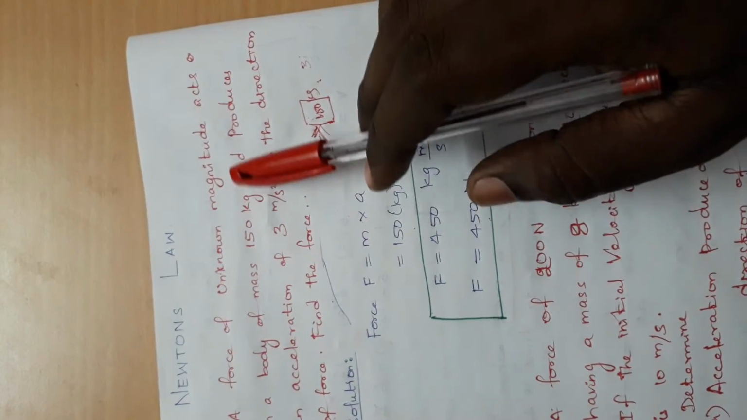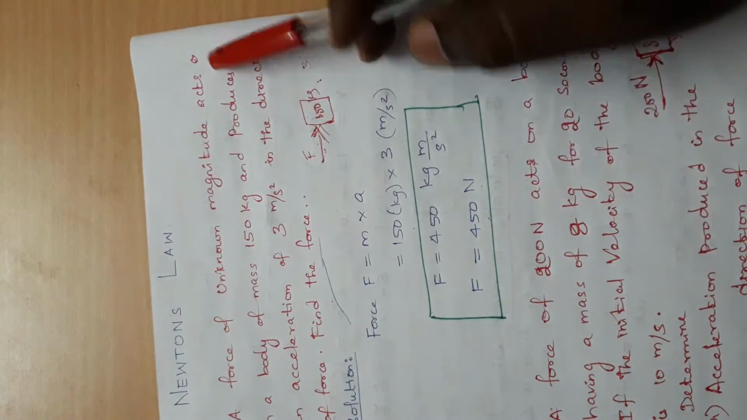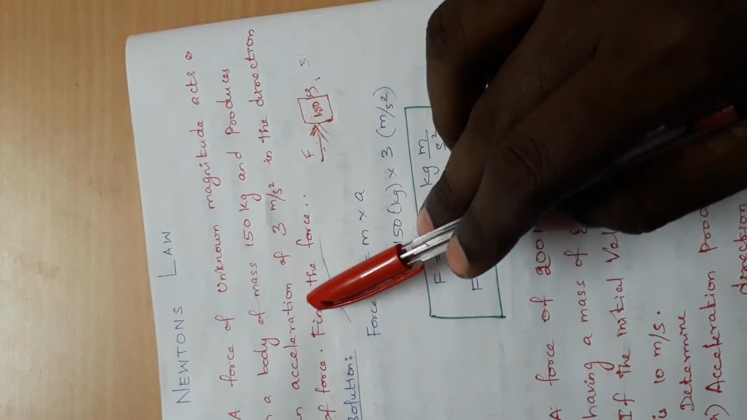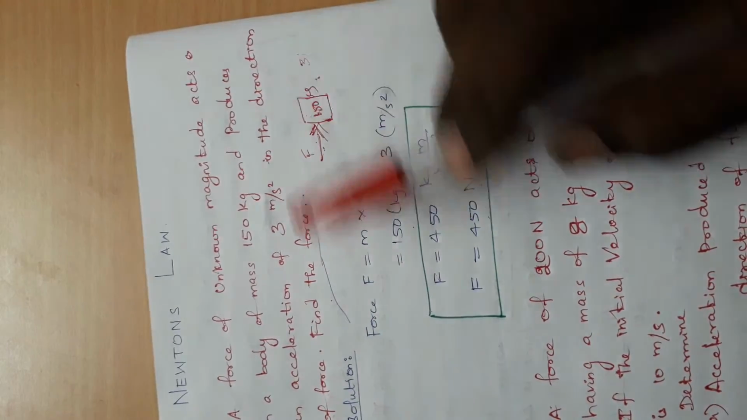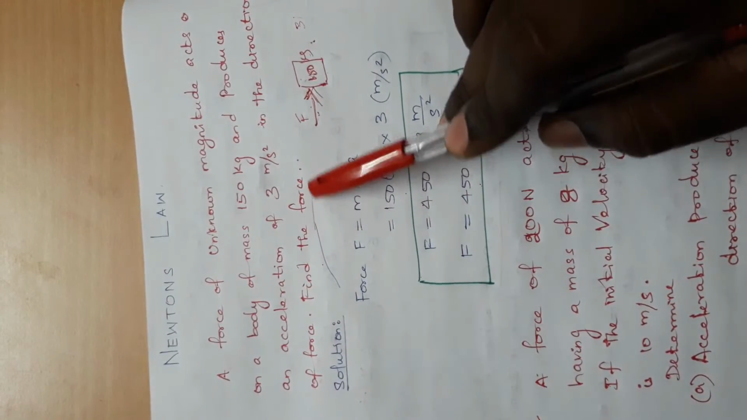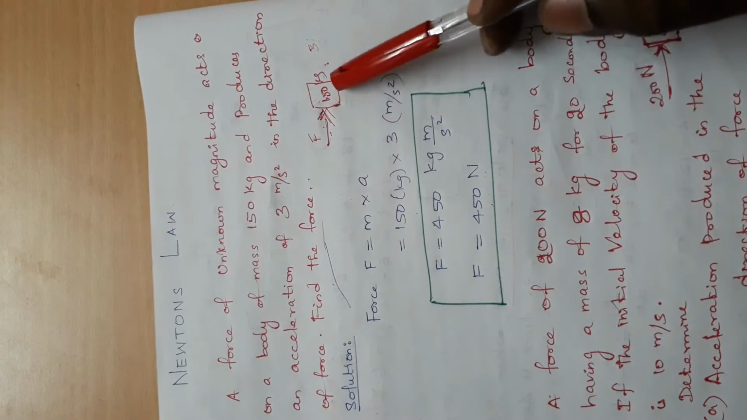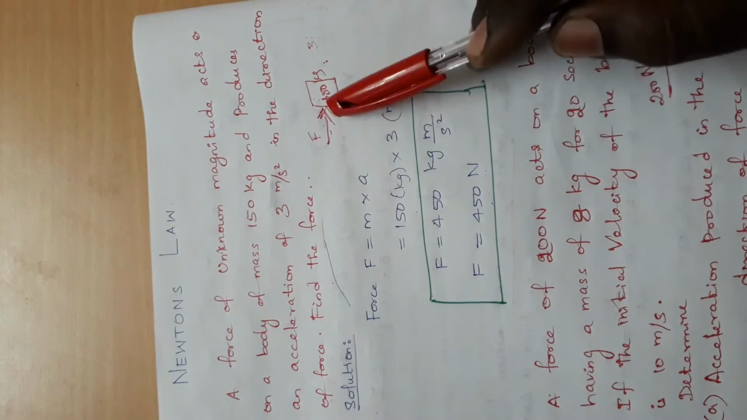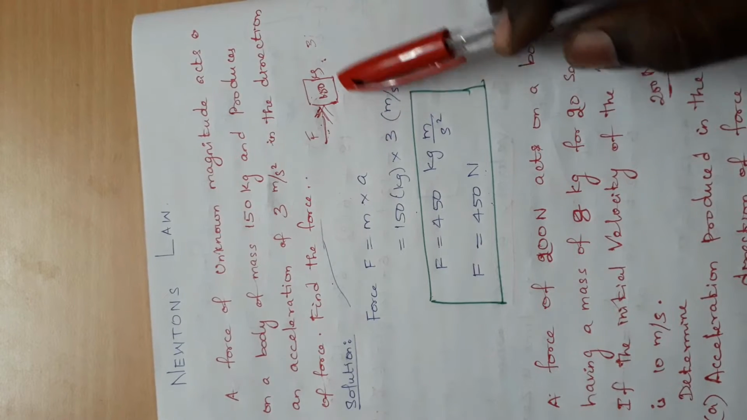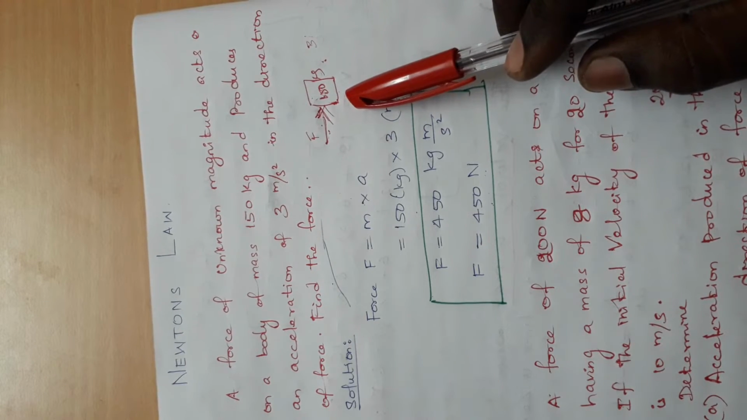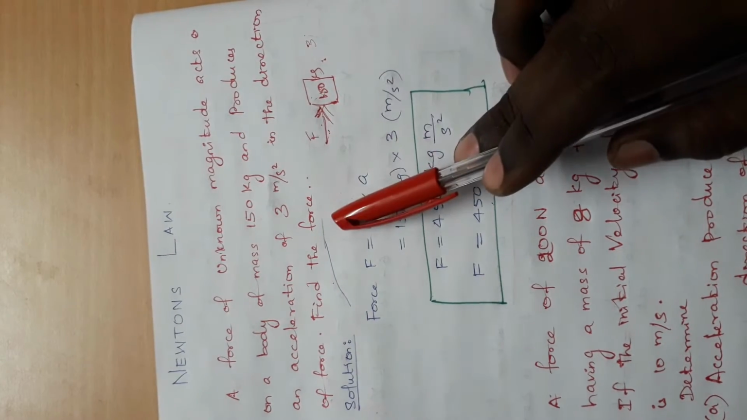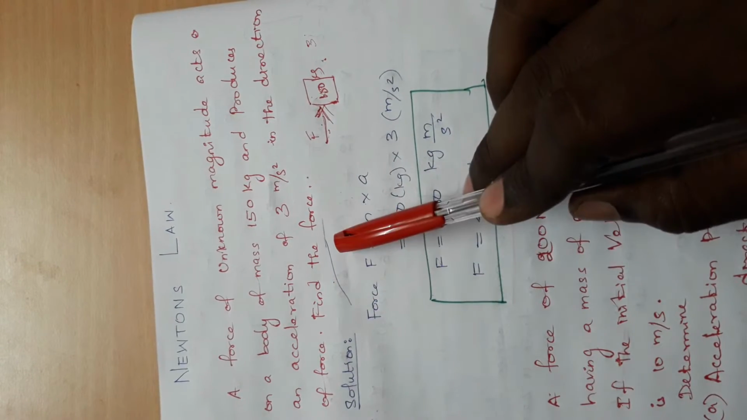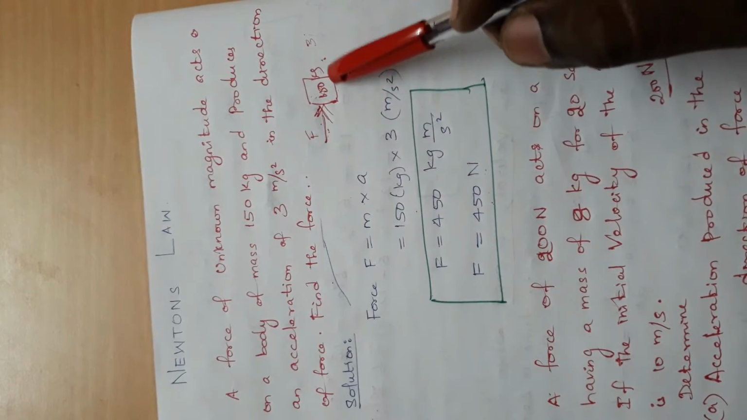A force of unknown magnitude acts on a body of mass 150 kg and produces an acceleration of 3 meters per second squared in the direction of the force. Find the force. So consider a body which is 150 kg. A force acts on it and it moves. What we have to find out is the force applied on this object.